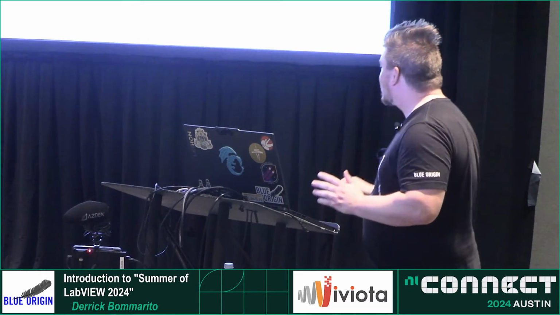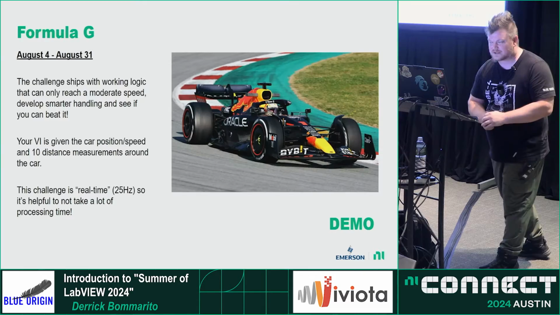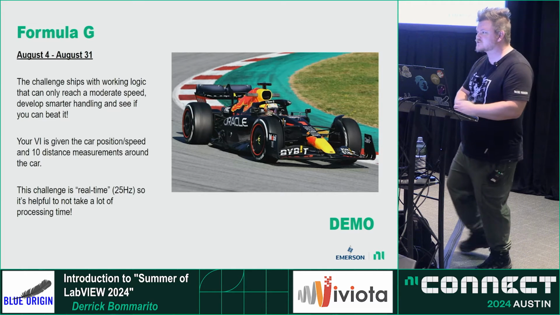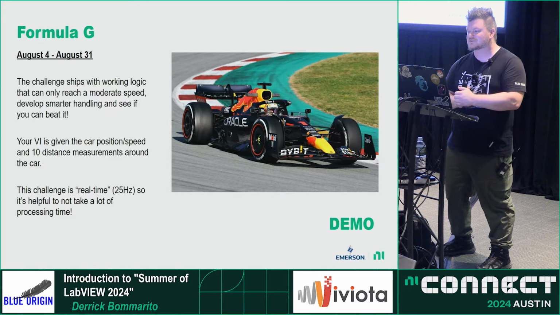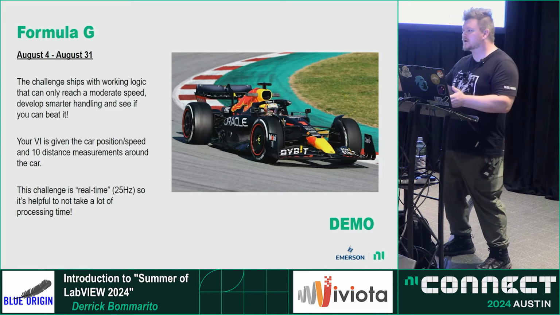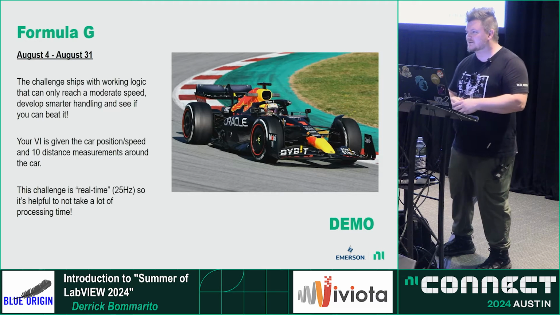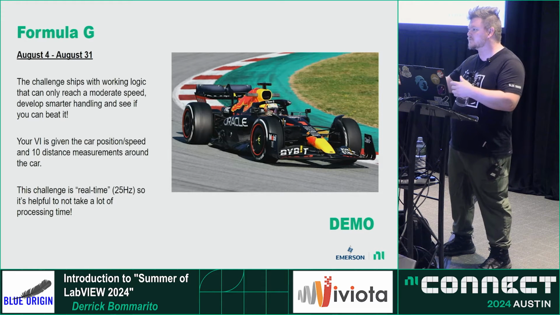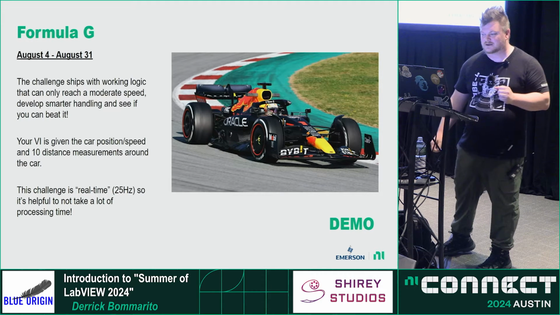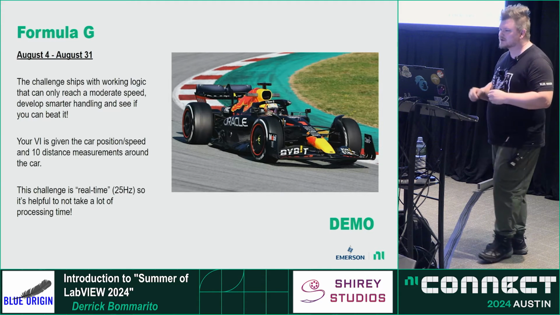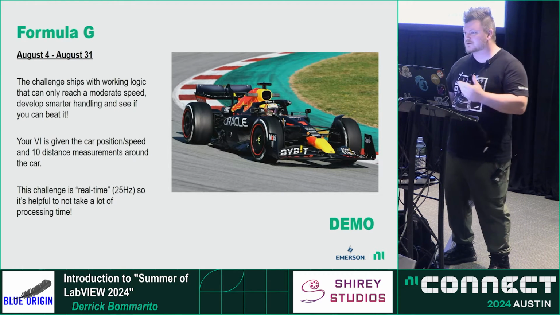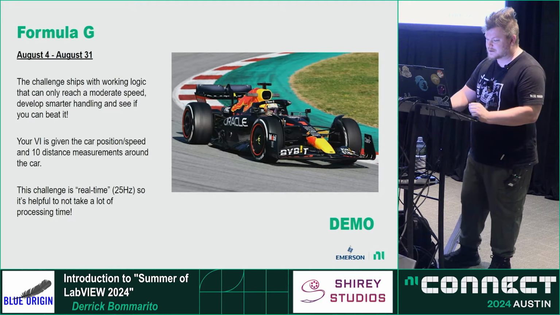Okay, finally, the one that I implemented for this year, it is Formula G. As you can guess, we're going to be doing some racing. The whole point of this challenge is to implement driving logic for a race car. So your VI is going to choose the throttle from 0 to 1, no throttle, full throttle, and steering left to right, -1 to +1. 0 is drive straight. Those are the two numbers you have to come up with. That's it. Turns out you can actually have a really simple implementation. So hopefully this has a really low barrier to entry for people to start tinkering with.